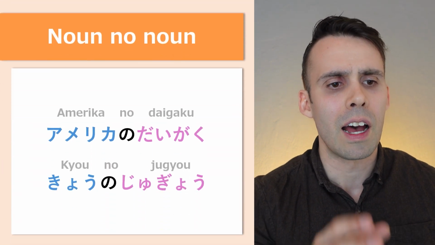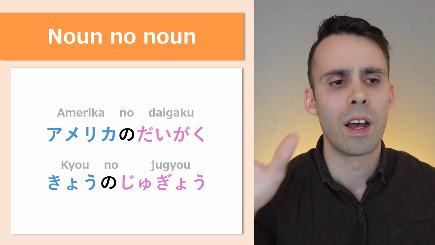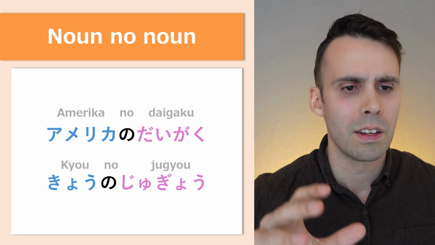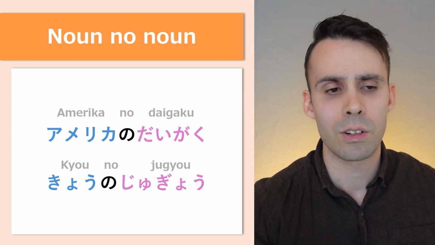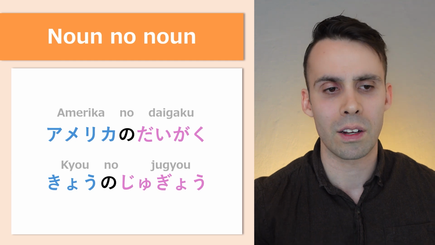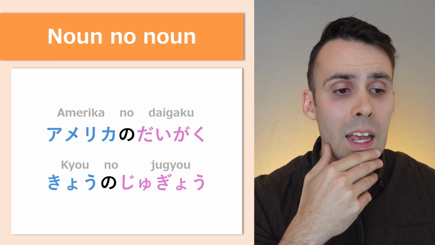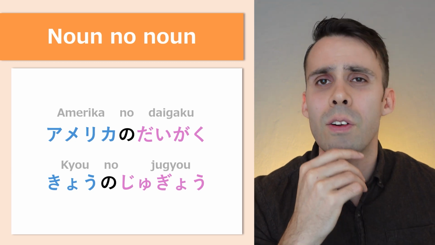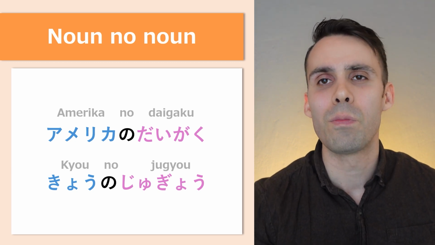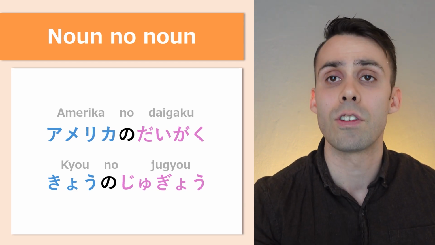For example, アメリカの大学, so an American university. Here the university is the main thing, so 大学, and America is the thing that is qualifying it. So アメリカの大学, we can think of it as a University of America. And here we have some words that are not in the chapter. 今日の授業. So 今日 means today, and 授業 means class. So the class of today.